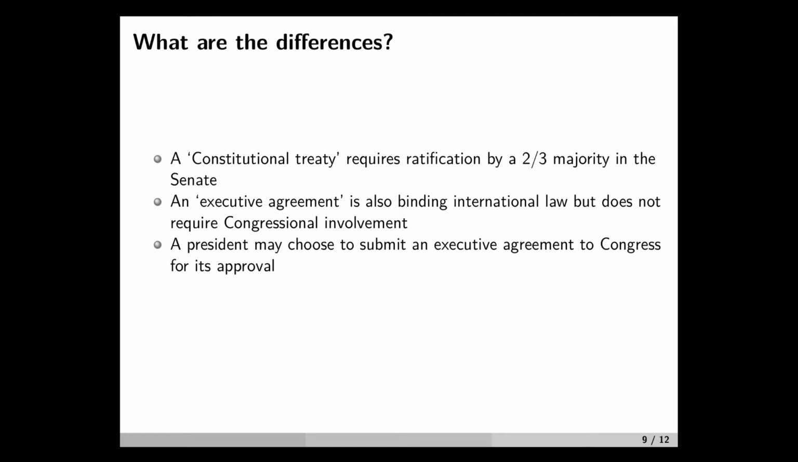Now, sometimes a president may negotiate an executive agreement, but is concerned that Congress should be involved in the agreement. So they may choose to submit an executive agreement to Congress for its approval prior to signature. This is the situation with NAFTA. NAFTA was an executive agreement negotiated by the executive, but then submitted to Congress for ultimate approval. And Congress signed off on it, and therefore it was ratified and entered into force. Again, all of these three types, the constitutional treaty, the executive agreement, and what we call the congressional executive agreement, are all binding international law. For the rest of the world, there's no difference between these three types of agreements.